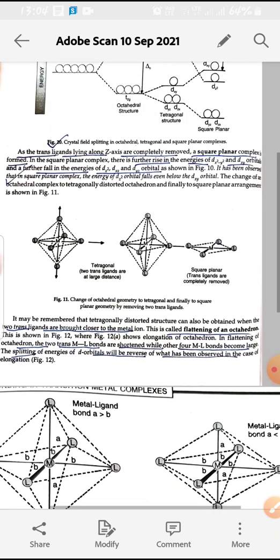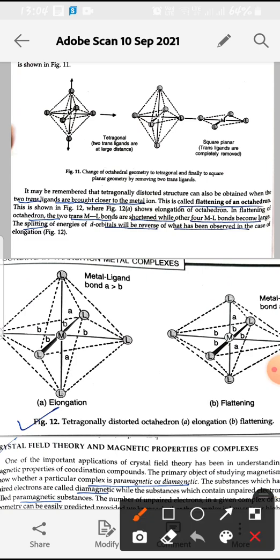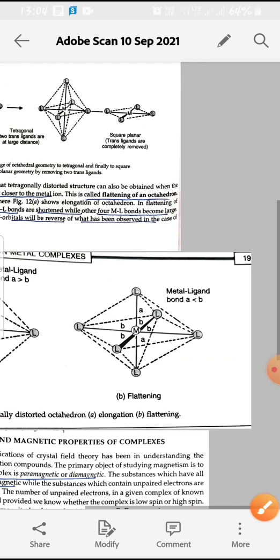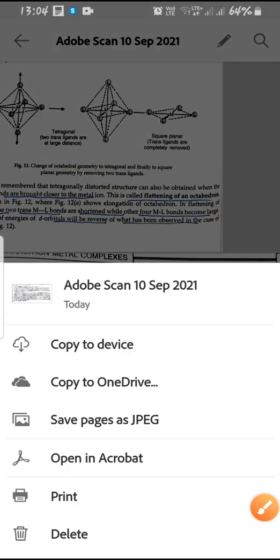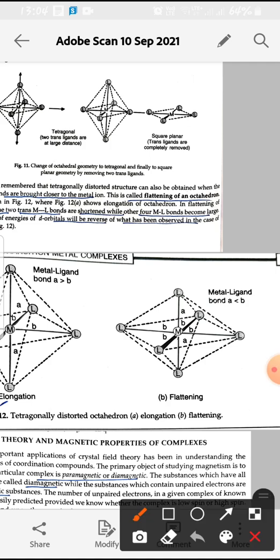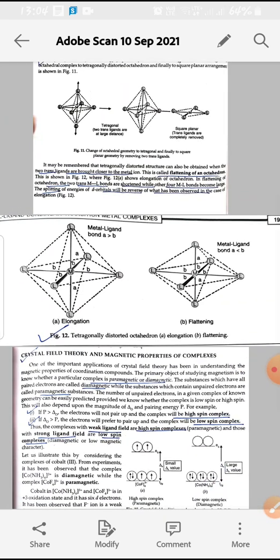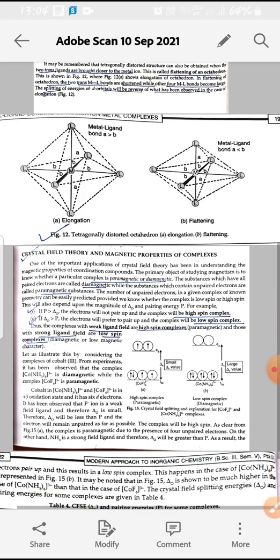Further, if we withdraw two trans ligands along the z axis, this is called elongation. If we withdraw ligands along the x and y axis, this is called flattening. Then the order will be reversed and there will be a different crystal field splitting. So in tetragonally distorted and square planar complexes, one will be elongation and the other will be flattening.